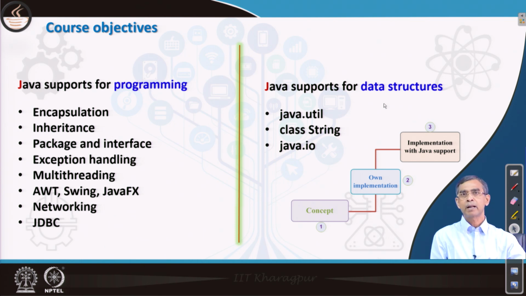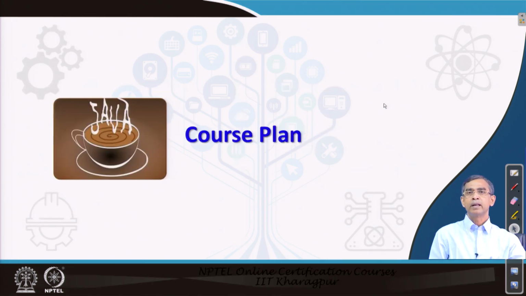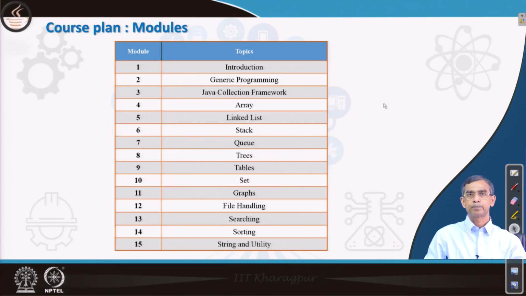So that is the plan: we will prepare a comprehensive course of 12 weeks to cover these three packages, java.util, java.lang and java.io. All the topics related to this kind of knowledge gain are planned and distributed among the 15 different modules, as I have mentioned here. Today the introduction session is going on, and apart from the introduction, the related topics will be covered.